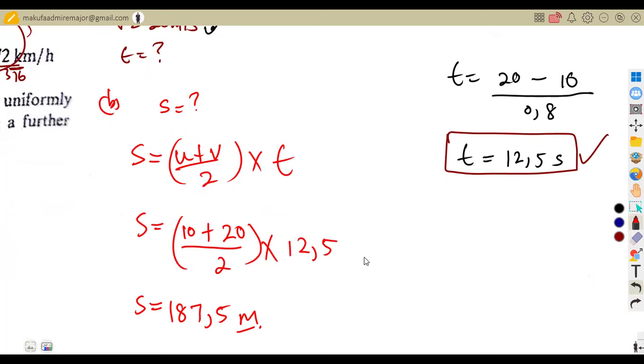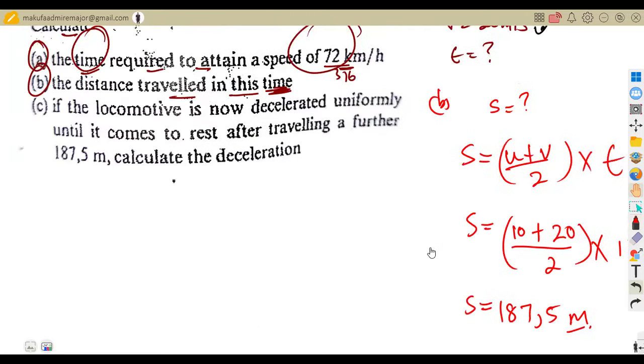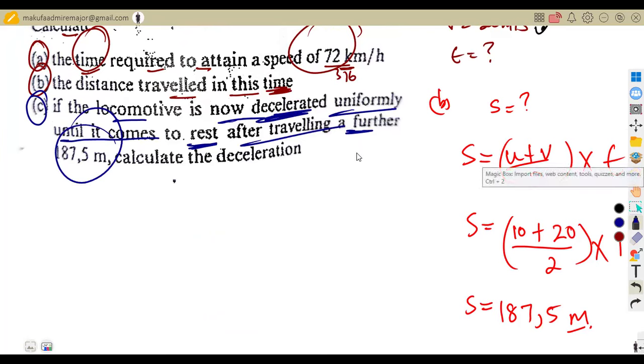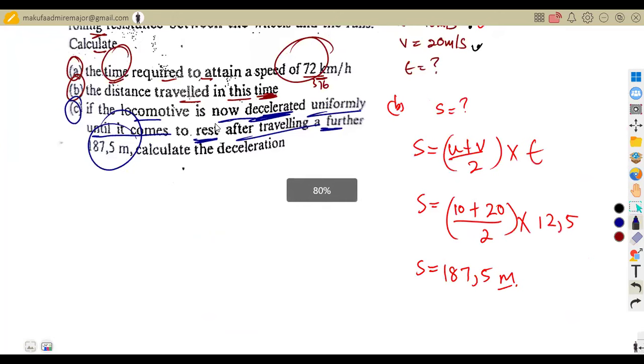So you can use any suitable formula. Now, this is what they are saying here: if the locomotive is now decelerated uniformly until it comes to rest after traveling a further 185.7 meters, calculate the deceleration. We are back to our linear formulas.